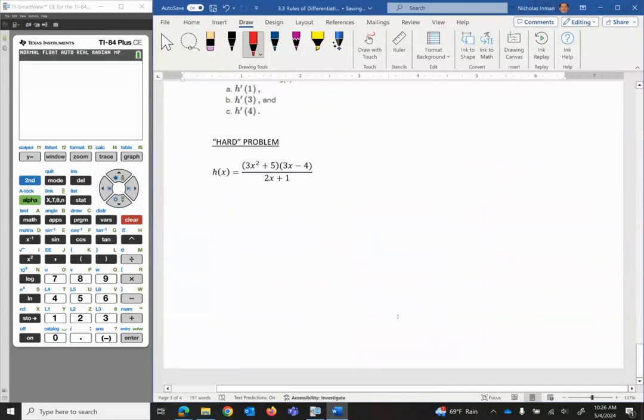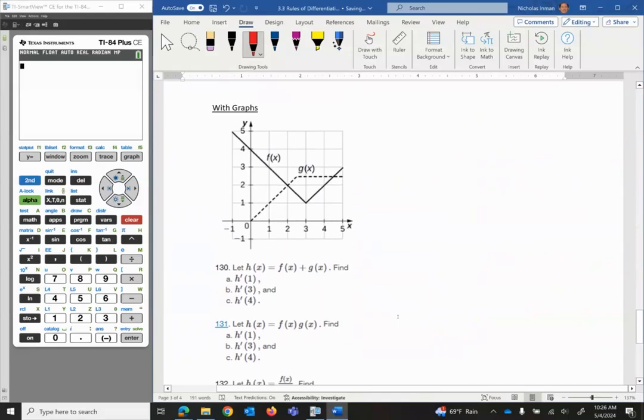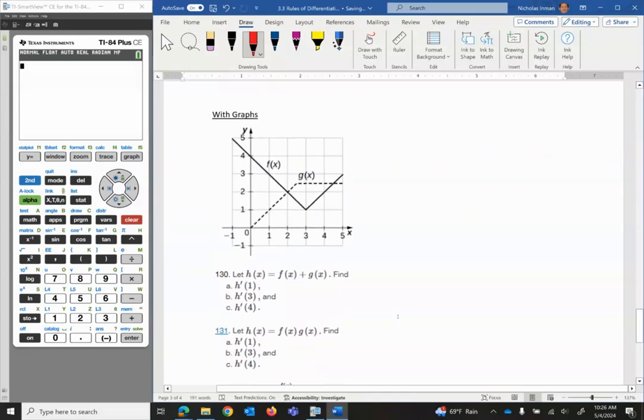All right, and last but not least, we can do this with some graphs. So if we have an f function and a g function, and for number 130 here, we are adding our two functions together. So if I want the derivative of this addition, well, the derivative of an addition is just the derivative of both little pieces added together.